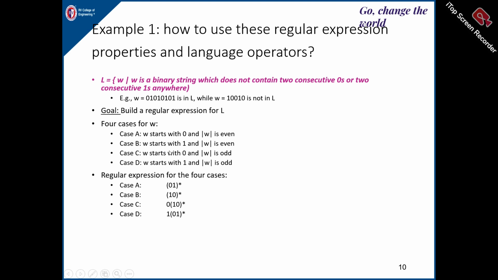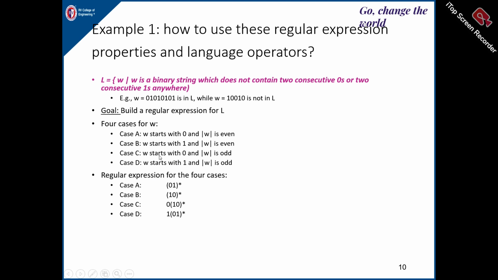Case A is it starts with 0. If it starts with 0 and it has even length, then it has to be (0 1) whole star, because you can have 0 1 0 1 0 1. They have to be together only. It has to start with 0, and because it should not have any consecutive zeros, the next cannot be 0 and it has to be 1 only. So it has to be (0 1) whole star. The next case is it starts with 1 and it is even. It means 1 0 1 0 1 0 1 0 1 0. It has to be the repetition, so this is the regular expression for case B, (1 0) whole star.